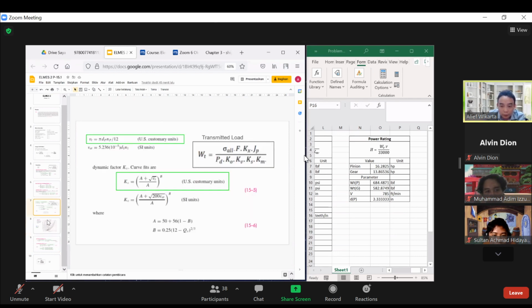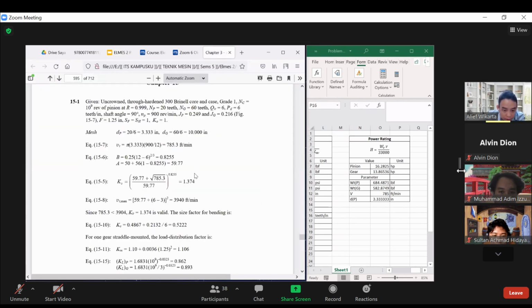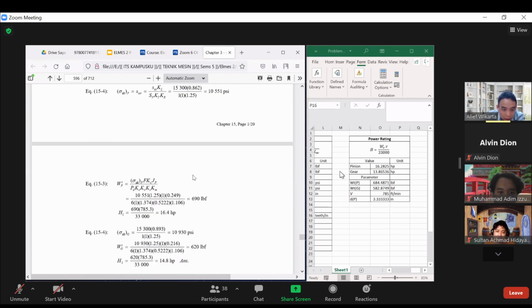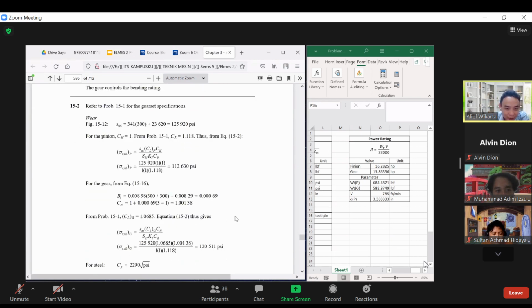The value for the pinion, the rated power should be different also. Yes, it's a little bit different. Could you open again the solution manual? Let me see the horsepower. 14 and 16. Oh, 14. Okay, that's okay. 40.8. The gear controls the bending rating. Let me see the solution for 15.2. I wanted to see the horsepower.